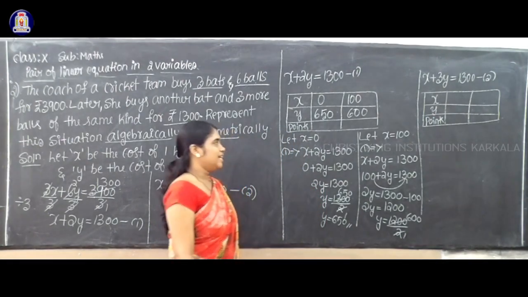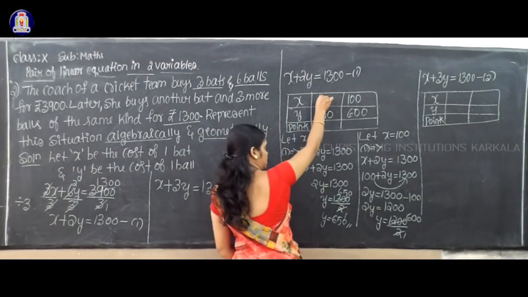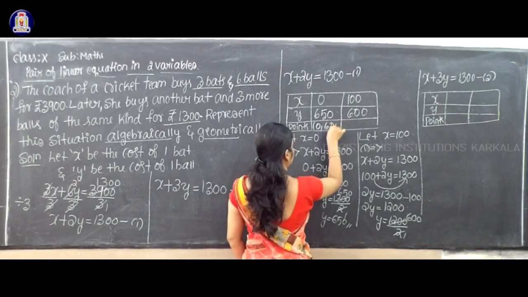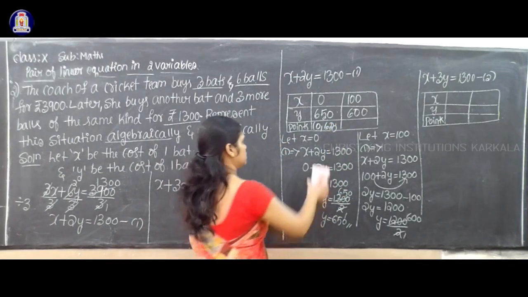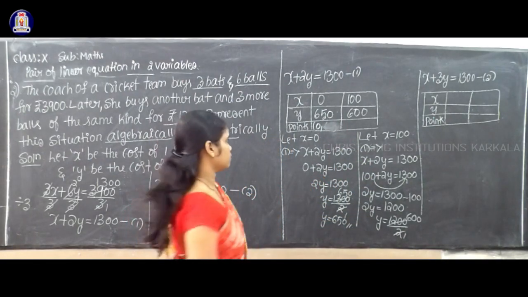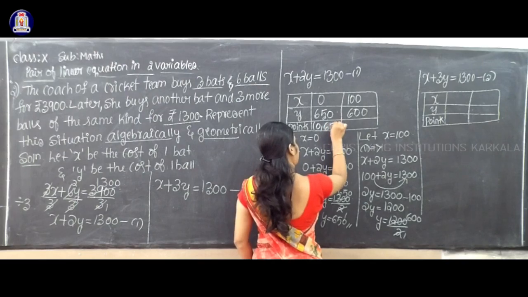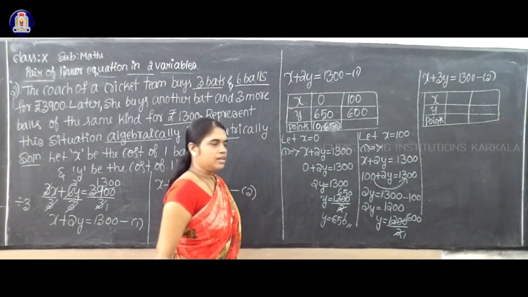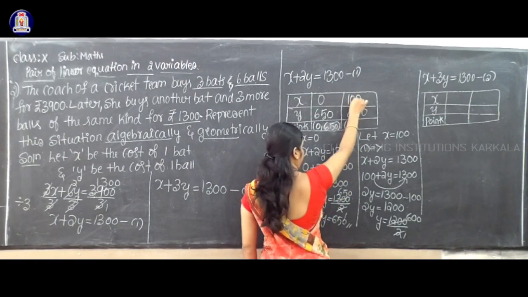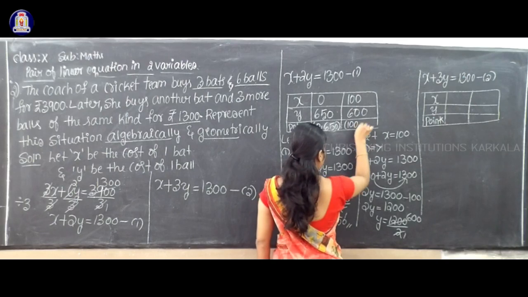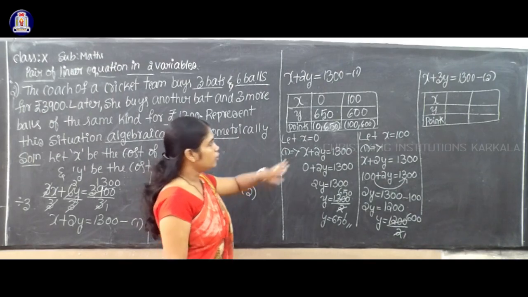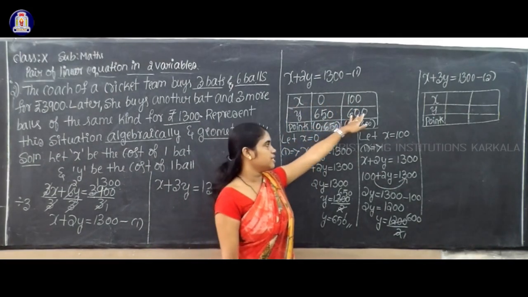Now we will take the points. X value 0, y value 650, so your point is 0, 650. Next, x value 100, y value 600, so 100, 600. This is your second point. So the 2 points are (0, 650) and (100, 600).